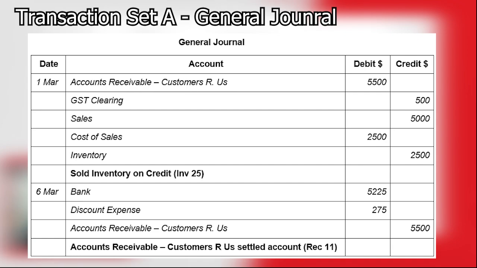Now, on the 6th of March is when the account's settled. So how do we do that? Well, let's bring back our math from previously, where we got 275 discount expense. We see that they're settling the account.